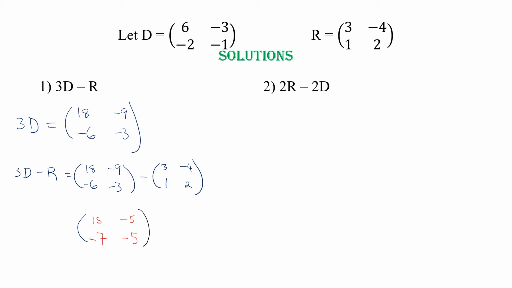So 2R simply means that every element in R we multiply by 2. And that will give us the new matrix 6, 2, minus 8, and 4. If I multiply each element here in matrix R by 2, this is the new matrix that I will get. 2 times 3 is 6, 2 times 1 is 2, 2 times minus 4 is minus 8, and 2 times 2 is 4. So that's that.